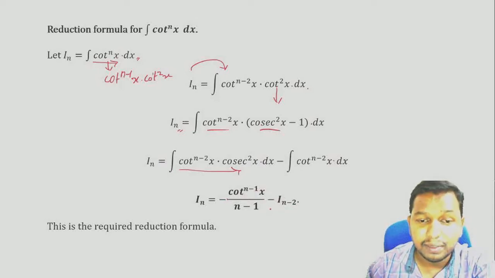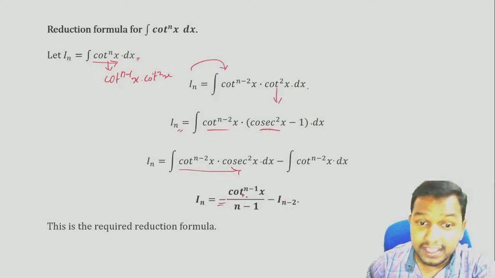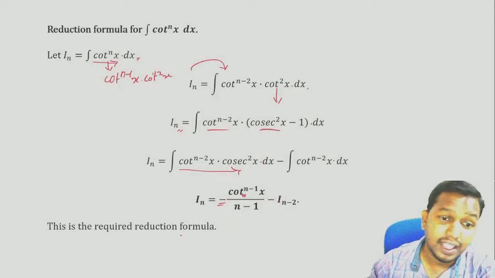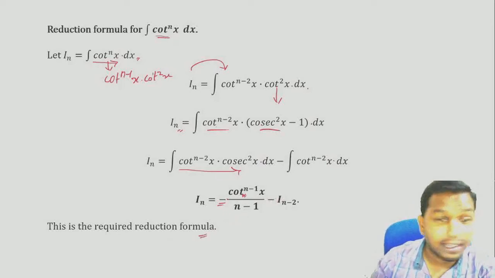The only difference between tan and cot is that here we have a negative sign, and instead of tan we have cot. That's it. So this is the required reduction formula for cot^n x dx.